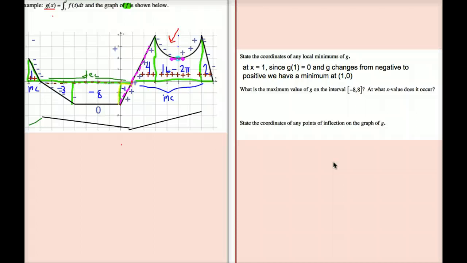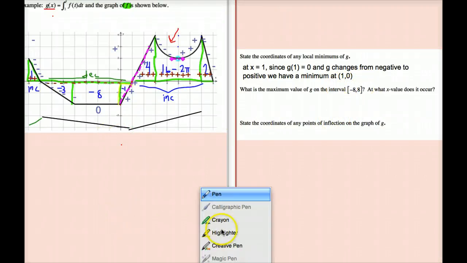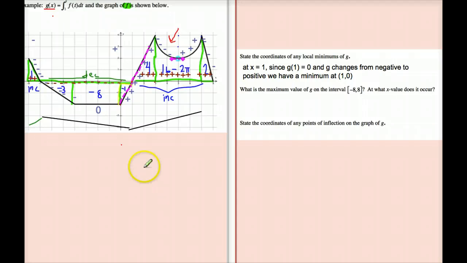The next question says, what is the maximum value of g on the interval negative 8 to 8? At what x value does this occur? So if I look at my graph, I do note that this is a closed interval, so I have to check the endpoints. So there are two places I can have a maximum. The first place is over here, where I go from increase to decrease. The second place is over here because it's an endpoint. So I see that this happens at g of negative 7. I also see that this happens at g of 8.